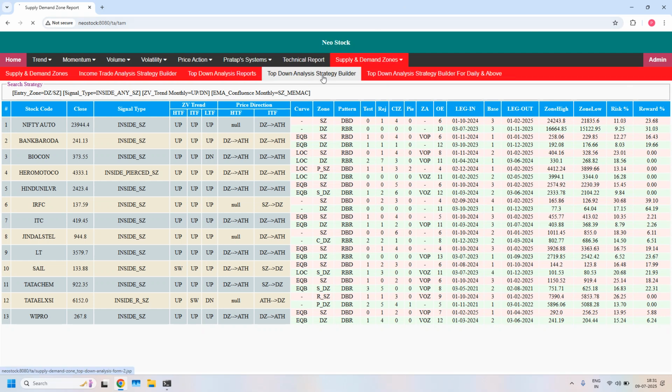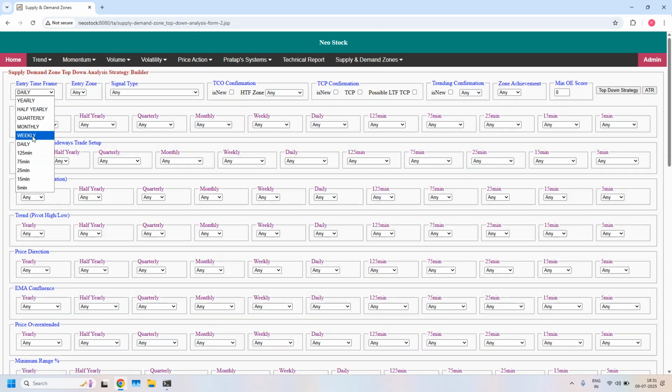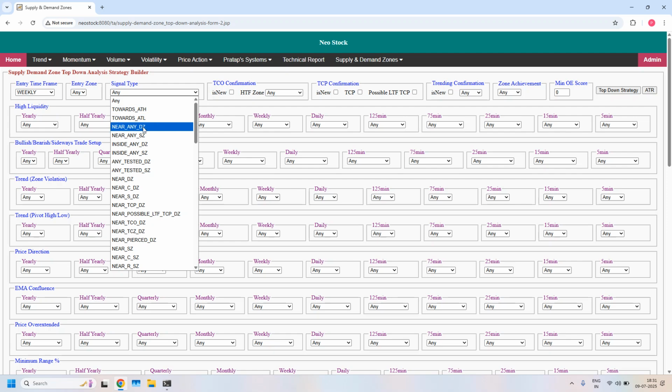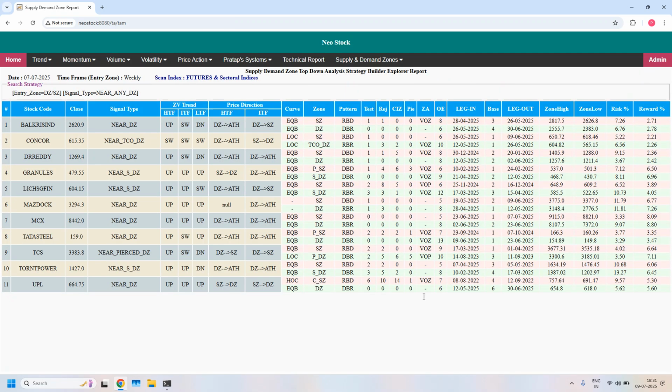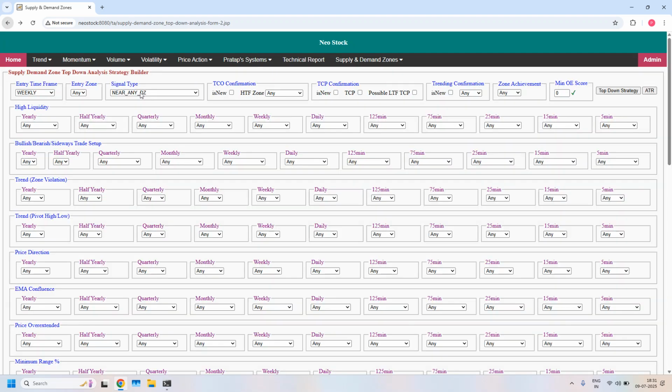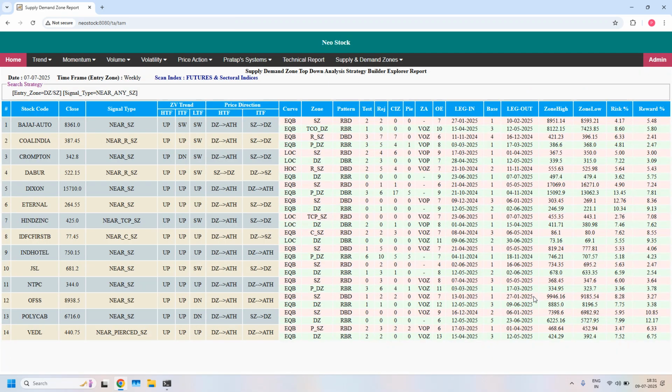Next time frame is a weekly. Stocks near to the weekly demand zone. We got 11 stocks. Next, stocks near to the weekly supply zone. We got 14 stocks.